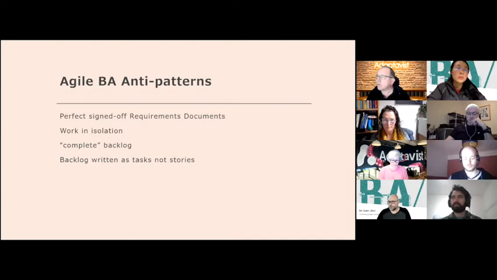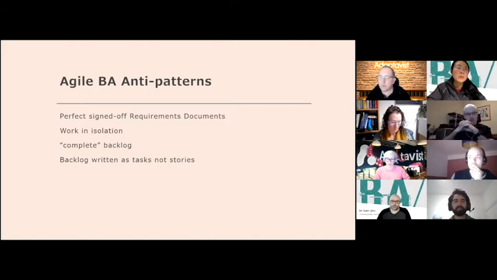Backlogs written as tasks, not stories. Again, it comes back, and this is something that BAs can very directly impact, is don't think of writing it as we are going to do X. Write what the problem is that you're solving. As a user, I want to, so that. Use that framework, it works. It helps you in that respect.